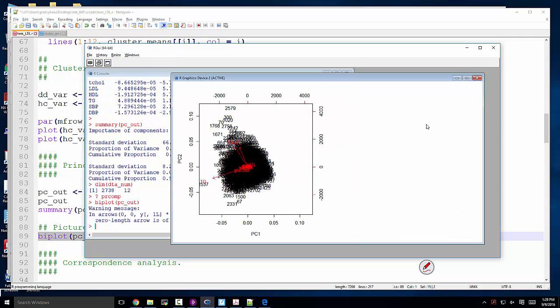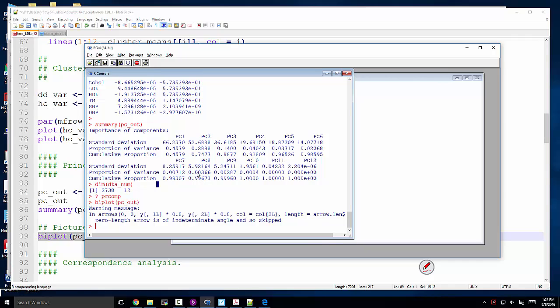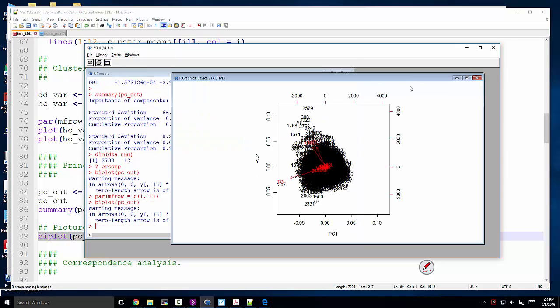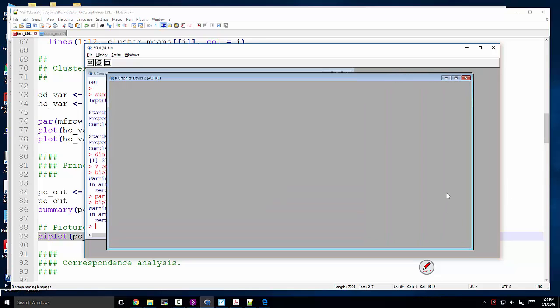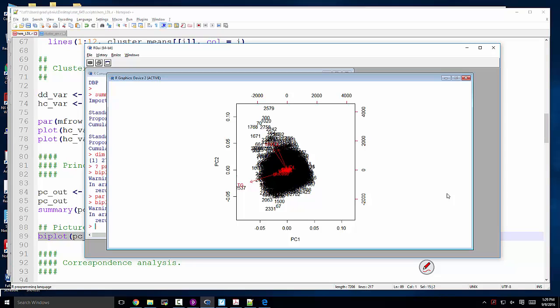Warning message. Let me make it so we only have one plot instead of multiple plots. Okay. I would like you to be able to make and interpret one of these types of pictures. When I get a data set, I always do clustering and always do principal components. If I have a lot of categorical variables, I'll tend to do correspondence analysis. I think these are 3 good off-the-shelf exploratory techniques for looking at data.